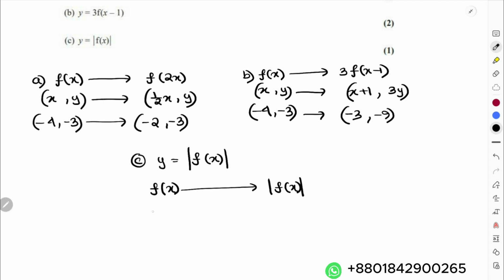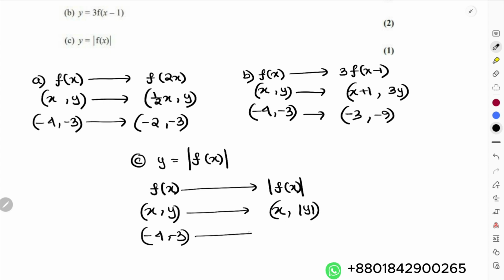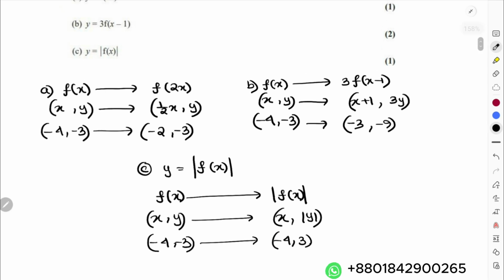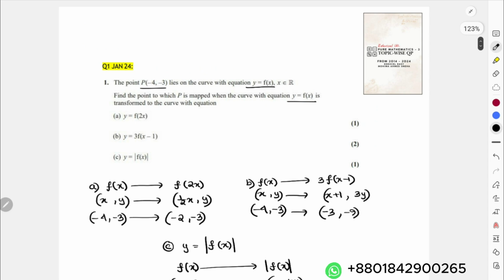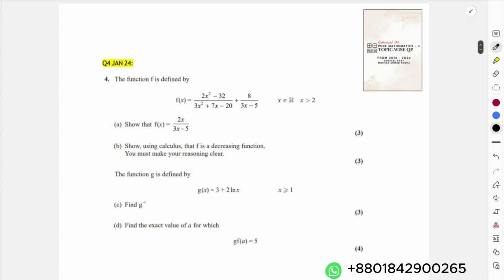So x will remain as x and y will become the modulus now. So we have minus 4 and minus 3. Minus 4 will remain as minus 4, whereas minus 3 will become positive 3 now. So these are your answers for parts A, B and C. So we are done also with your Jan 2014 question 1. Then moving on to the next question.